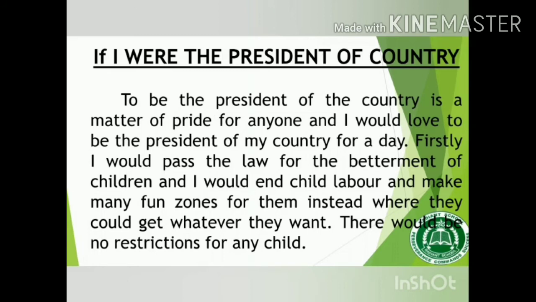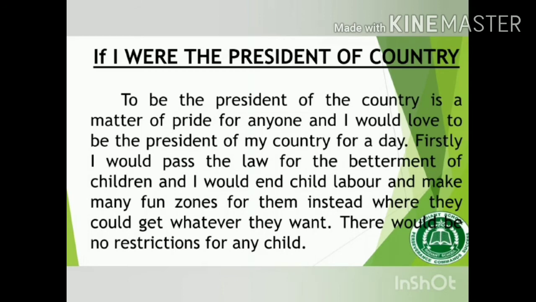There is a wish. Whenever there is a wish in a sentence, we use the helping verb would with the first form of the verb to write a paragraph. I told you before that we write the paragraph in 3 parts: introduction, body, and conclusion. So, to introduce the topic, we will write about the president.